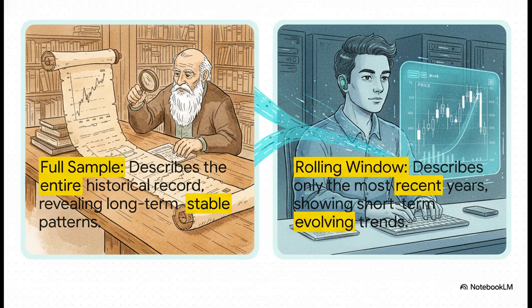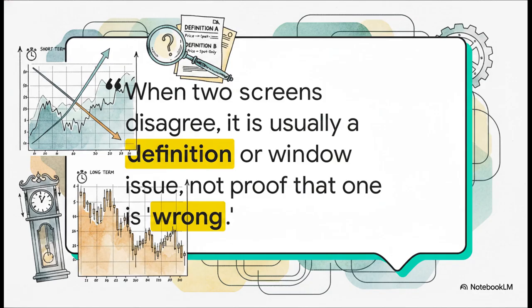They answer different questions, and neither one is more correct than the other. And the source material just nails this idea with a great quote. If you see two charts that seem to be fighting each other, your first question shouldn't be, okay, which one is wrong? It should be, wait a minute, are they using the same time window? Are they defining things the same way? Because, 9 times out of 10, that's where the disagreement comes from.